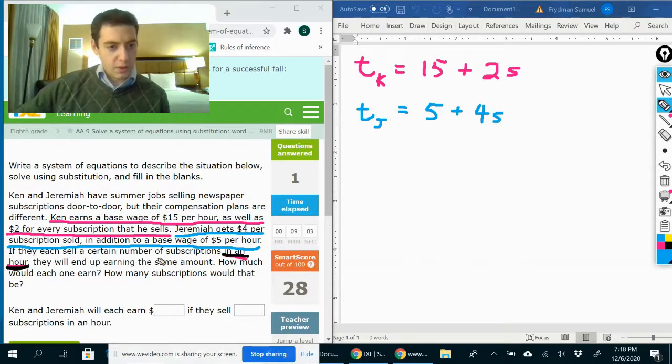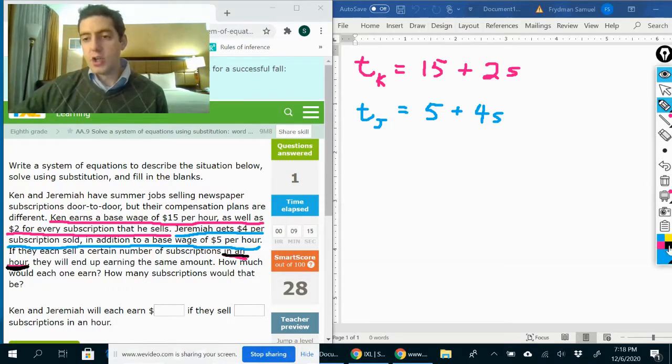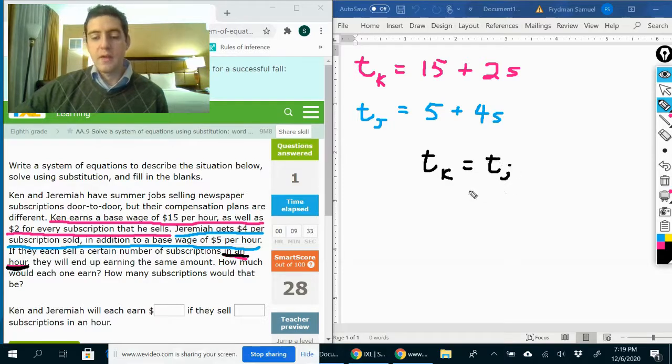And now I want to know, if they each sell a certain number of subscriptions in an hour, they will end up earning the same amount. How much would each one earn, and how many subscriptions would that be? So if this is how much Ken earns, and this is how much Jeremiah earns, how many subscriptions would they each have to sell in order to earn the same amount? So when is the total that Ken earns equal to the total that Jeremiah earns? And let's do an uppercase J there.